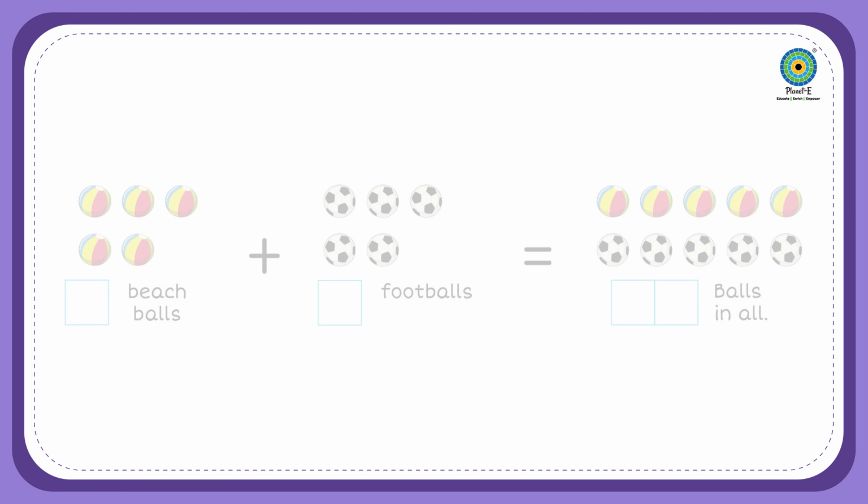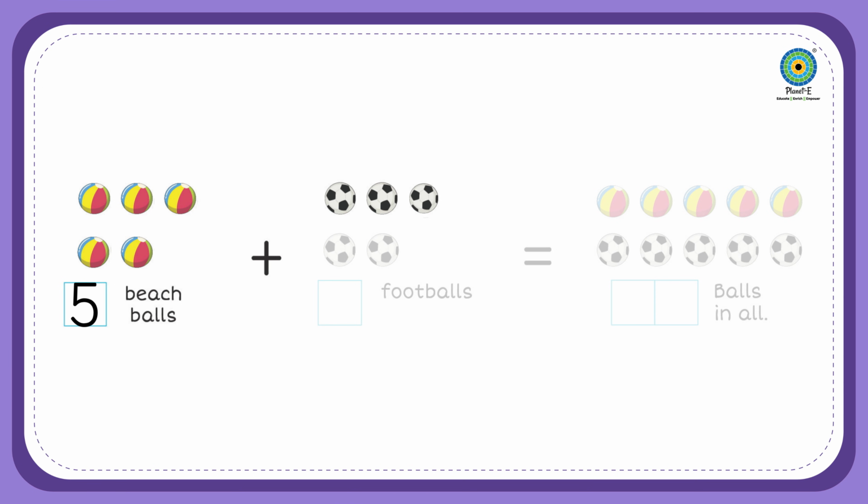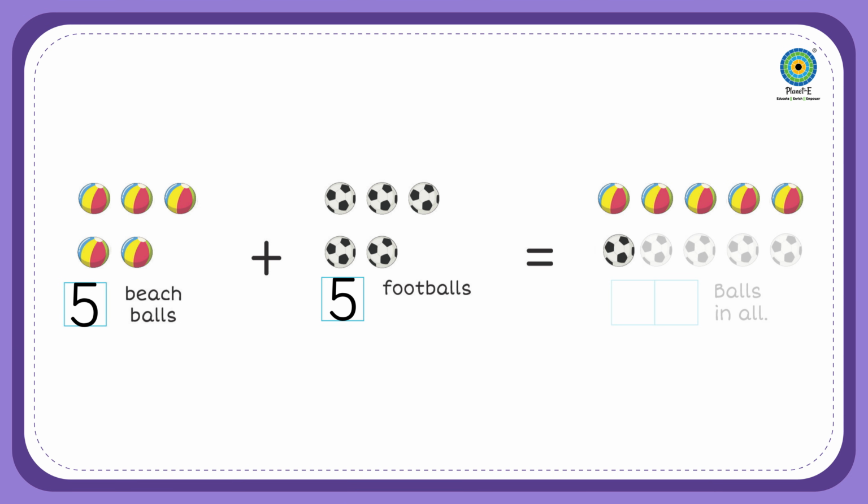Let us count the beach balls we have. 1, 2, 3, 4, 5. 5 beach balls. Plus 1, 2, 3, 4, 5. 5 footballs. Equals 1, 2, 3, 4, 5, 6, 7, 8, 9, 10. 10 balls in all. So 5 beach balls plus 5 footballs is equal to 10 balls in all.